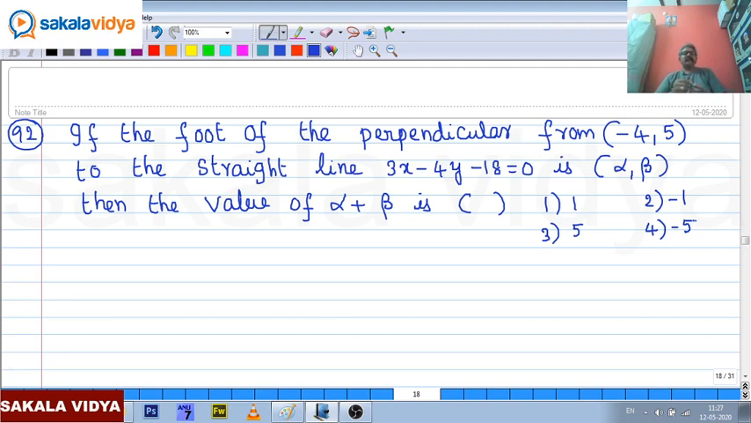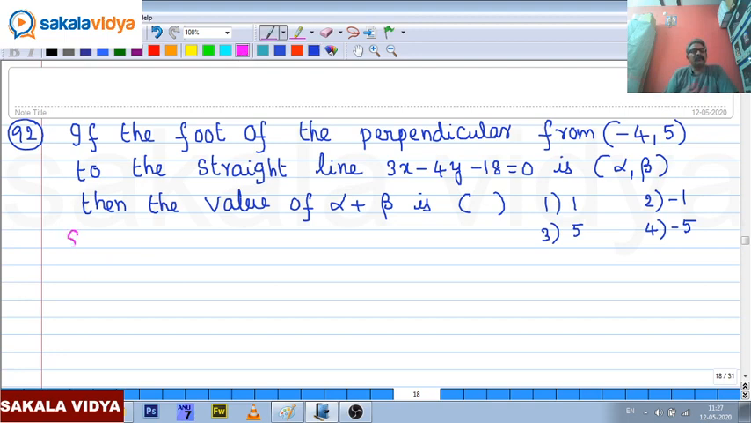Okay, first we need to find out the foot of the perpendicular from (-4, 5) to the given straight line 3x minus 4y minus 18 is equal to 0. Say the x coordinate is alpha, the y coordinate is beta, and the sum of the x coordinate and y coordinate needs to be evaluated. So let us find out now.